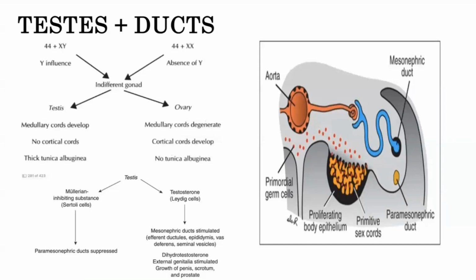from fully differentiating. Meanwhile, the Leydig cells are going to secrete testosterone, which is going to stimulate the processes that result in the proliferation and growth of the mesonephric ducts into the male reproductive organs. And also, the testosterone is acted upon by an enzyme called 5-alpha reductase, which then converts testosterone into dihydrotestosterone that allows for the differentiation of the external male genitalia, which we will talk about later.